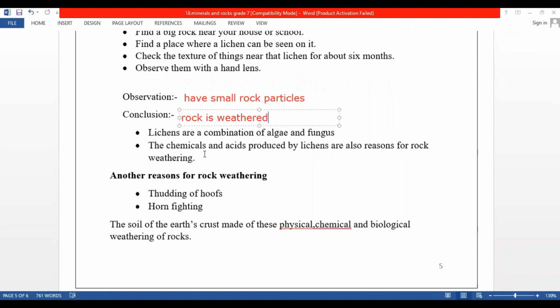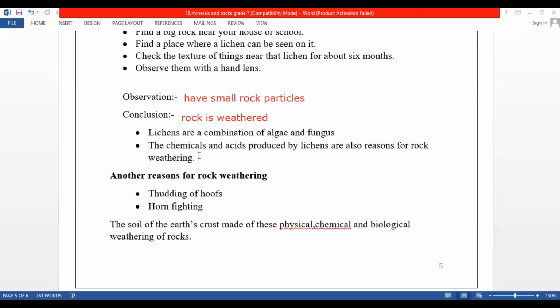Rock is weathered. Lichens are a combination of algae and fungus, as I told before. Fungus is the singular word, and fungi is the plural word. Okay? The chemicals and acids produced by lichens are also reasons for rock weathering. They are producing some chemicals and acids. That is also one reason for the rock weathering.